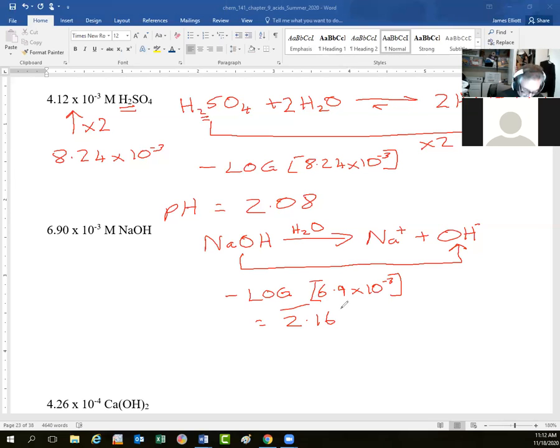But of course, this is the negative log of hydroxide ions. So this is pOH, not pH. We can only calculate pH directly with the hydronium ion concentration. That's not the same thing as hydroxide ions. But we do have this rule that pH plus pOH is equal to 14.